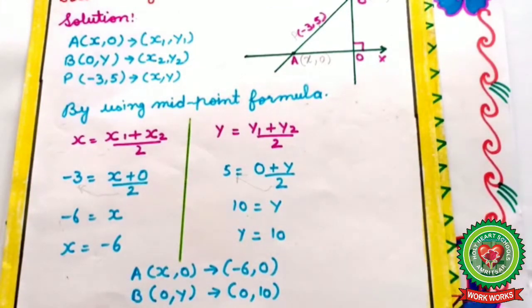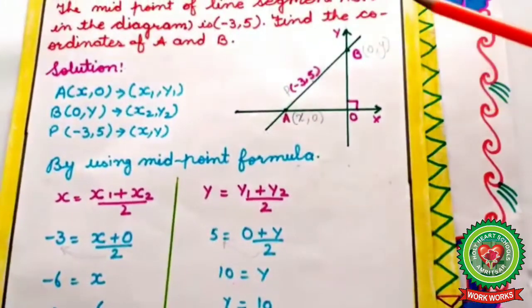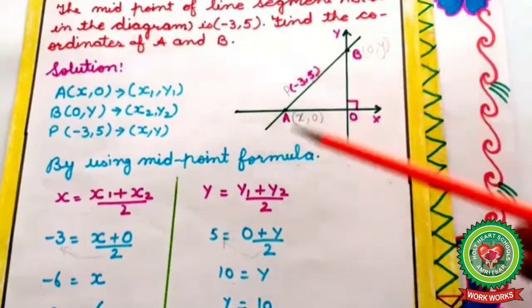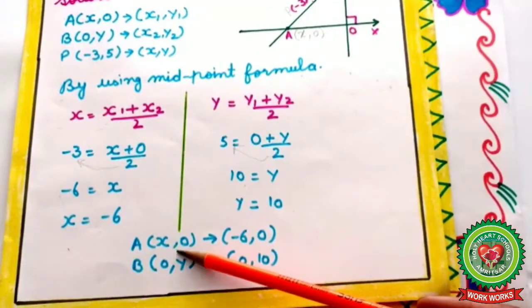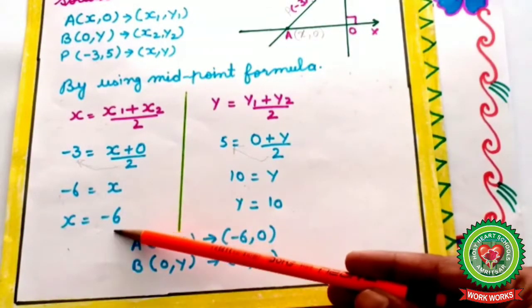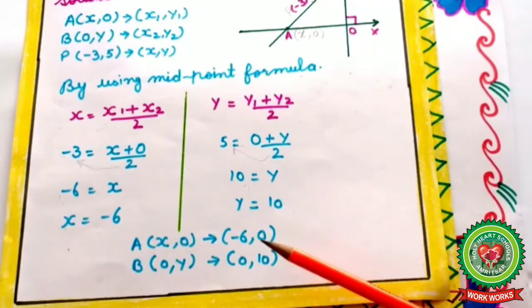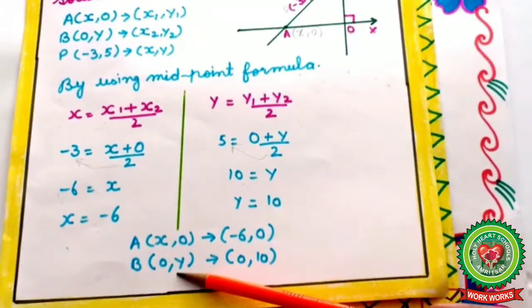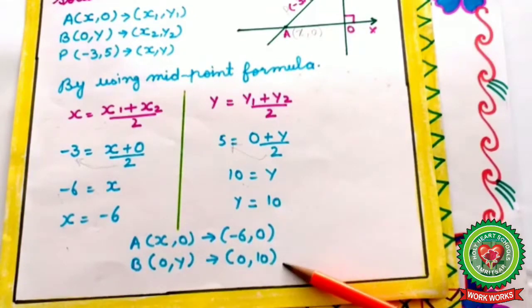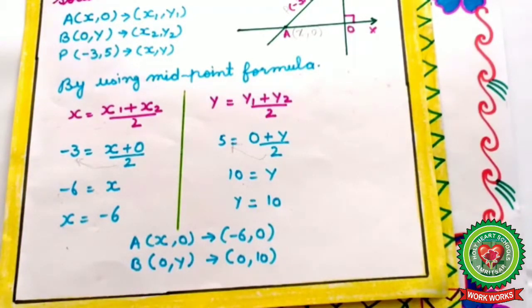So we have to find the coordinates of A and B. Now the coordinates of A are x and 0. Now the value of x is -6. So the coordinates of A are (-6, 0), and the coordinates of B are (0, 10). This is the second example related to geometrical figures.